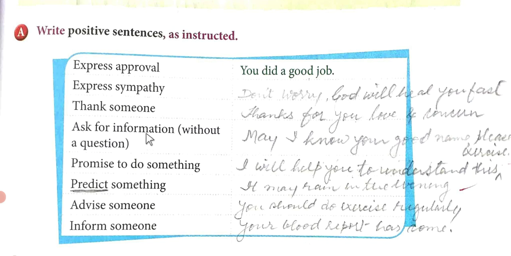Please mention here: ask for information without a question. Means you want an information and you don't want to ask a question. So you will use may. May I know your good name, please? So here the person is asking an information without a question. Information has been asked that may I know your good name, please?